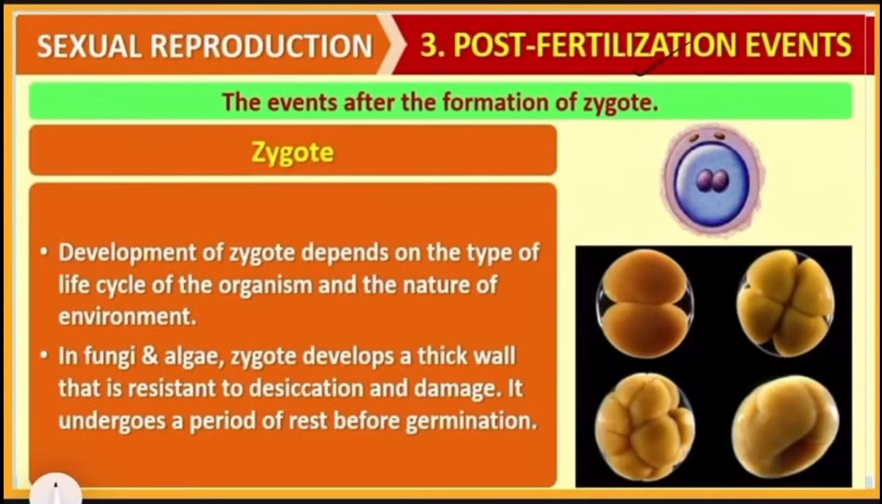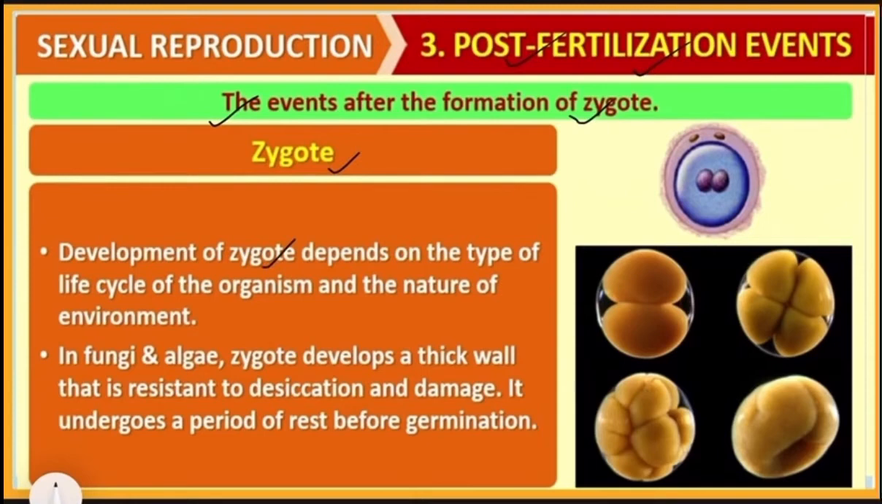Now, the last stage of sexual reproduction, post-fertilization events. These are the events after the formation of the zygote. As you know, the zygote is formed when the male gamete fuses with the female gamete and changes take place in the zygote to form the new individual. All these changes are called post-fertilization events.